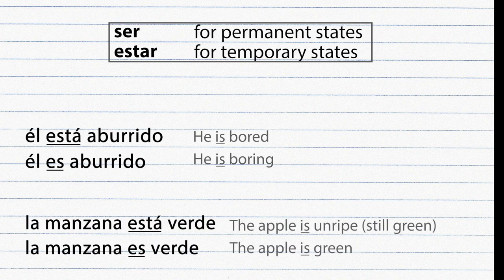Another example. La manzana está verde. La manzana es verde. In the first sentence, we used estar to mean unripe. It is still green, so it's a temporary state. But the next one, the apple is green, is a color, a more permanent state.